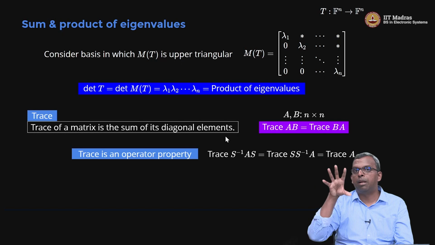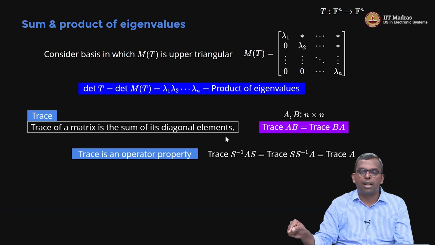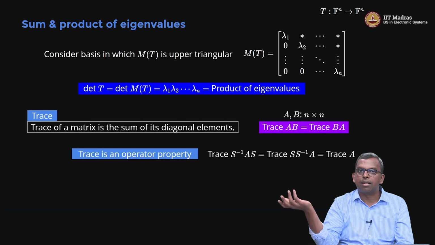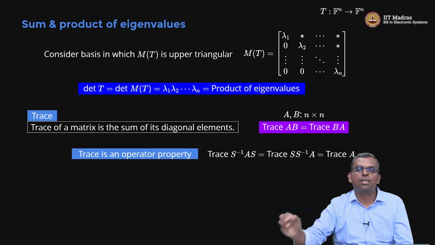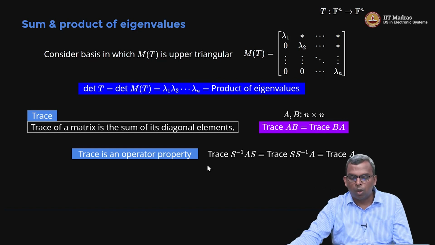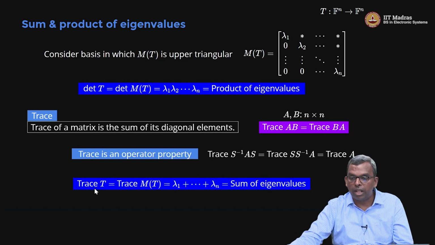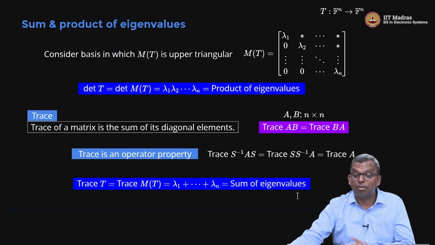You have an operator, you find a matrix with any basis, you sum up the diagonal elements, you will get one value, right? You do S inverse AS, go to any other matrix for any other basis, the sum of the diagonal elements will remain the same. Just like the determinant remains the same, trace is also an operator property. Now, once you know that, it is very easy to see the trace of T is the trace of M of T, which is the sum of the diagonal elements, which is lambda 1 plus ... plus lambda n, which in fact for M of T is the sum of the eigenvalues. Now, eigenvalues are also an operator property. So, the sum of eigenvalues is the trace of T, the trace of the matrix M.